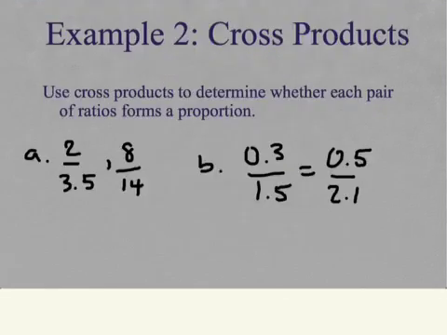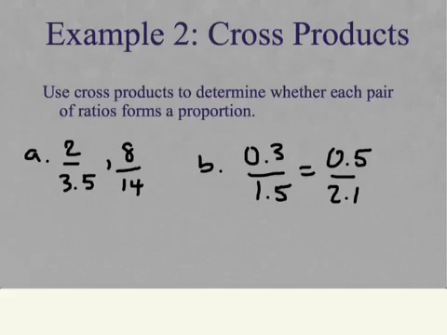In the last example, we alluded to cross products when we cross multiplied to check to see if the 2 ratios were equivalent, if indeed we had a proportion. So here the concept is cross products. We're going to use cross products to determine whether each pair of ratios forms a proportion. And you can see these are slightly less convenient numbers. You've got decimals in both of these examples, so it's not really easy to say, oh, let me reduce this fraction, let me reduce this other one. Though we can do some things like multiply top and bottom by the same thing.